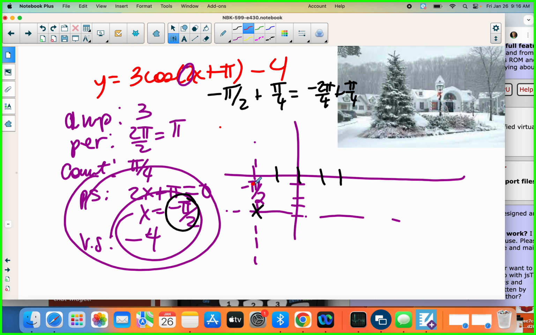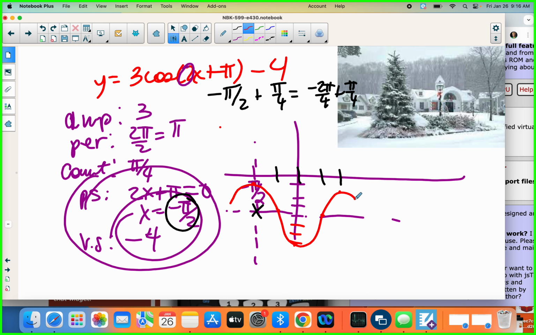So I'm just going to go up 3. So you just look at this. Down, down 3, up 3, to the midline, and back again. I need to go back and label those. I'll do that in just a minute.